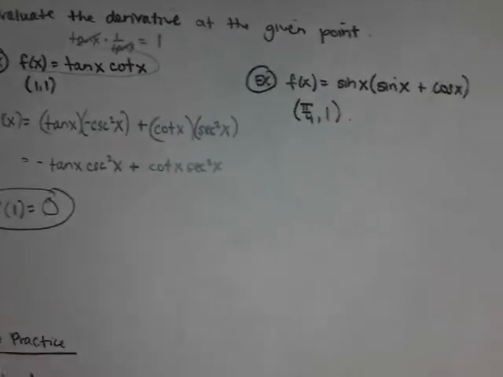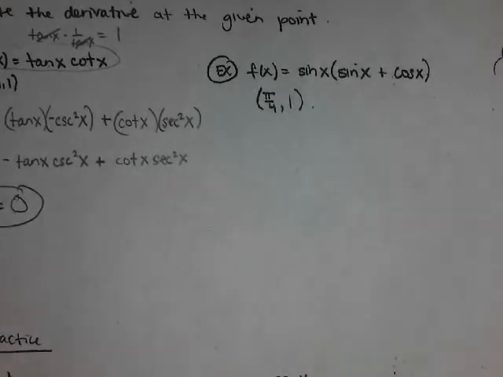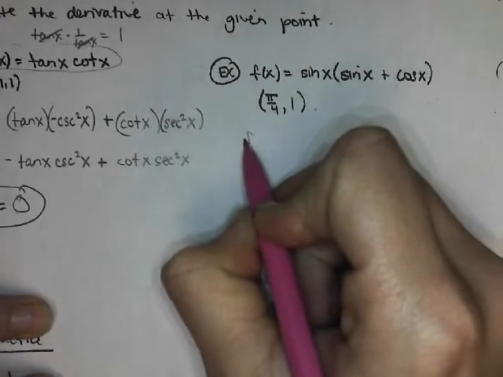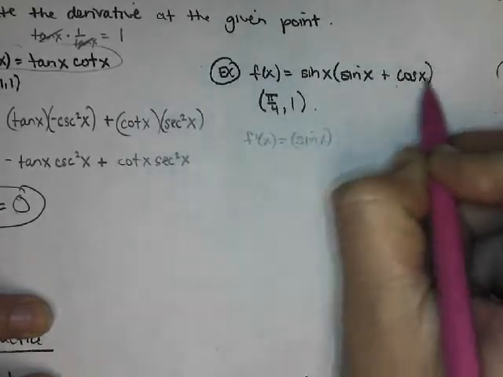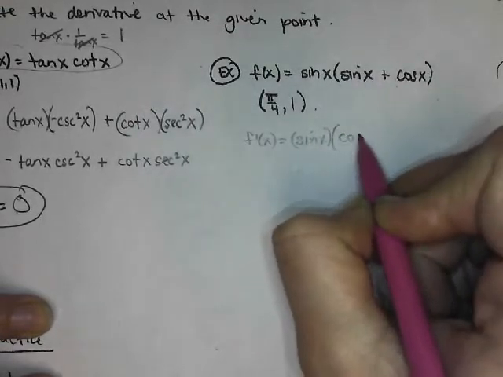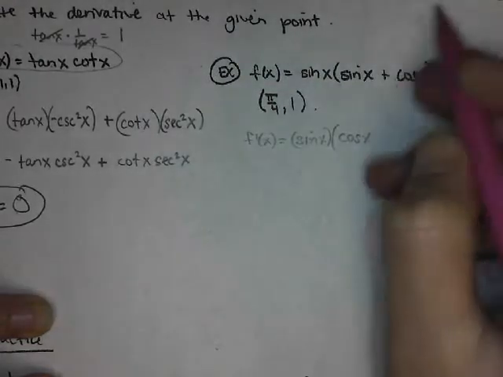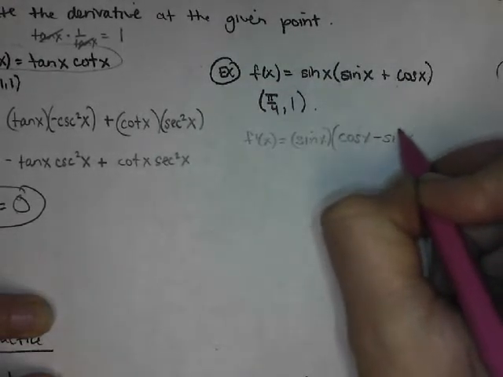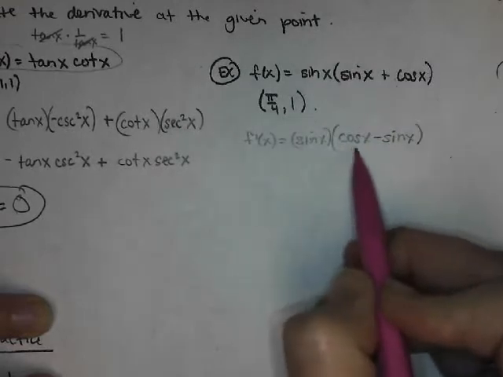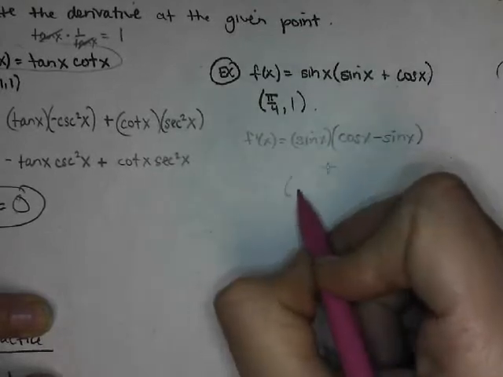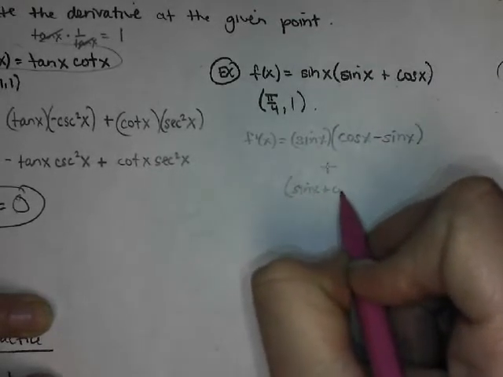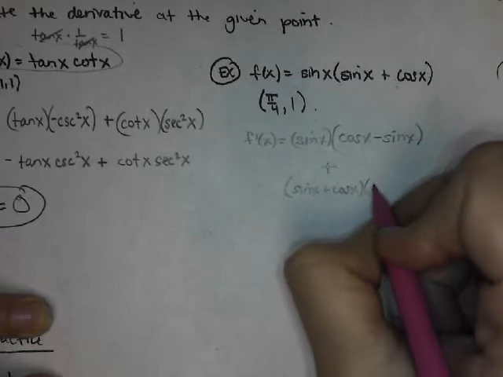Okay, so we're going to pick up where we left off, which was with this example here, and I'm seeing a product rule. So when I go to find my derivative, my first times the derivative of my second. Now the derivative of sine is cosine. The derivative of cosine is negative sine. So there's my first times the derivative of my second plus my second times derivative of the first.